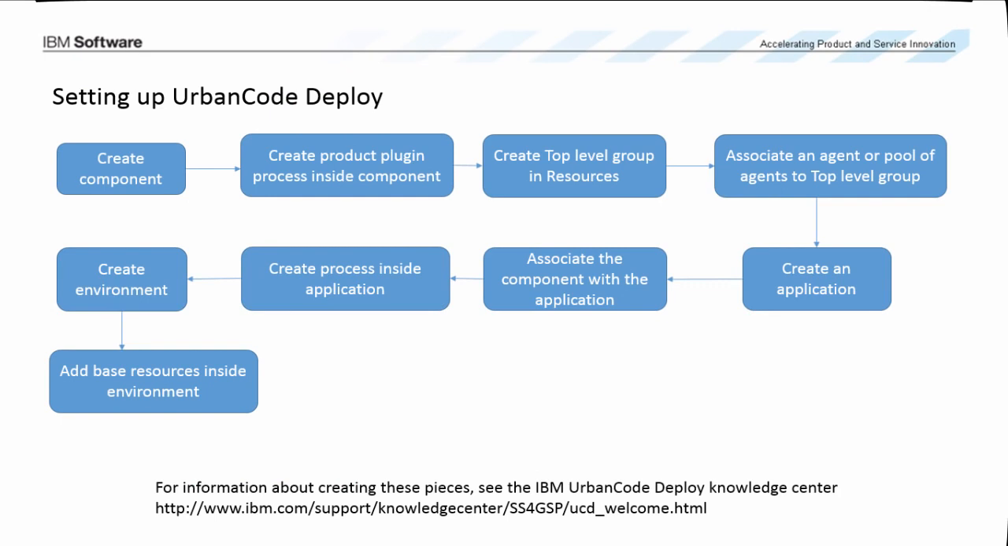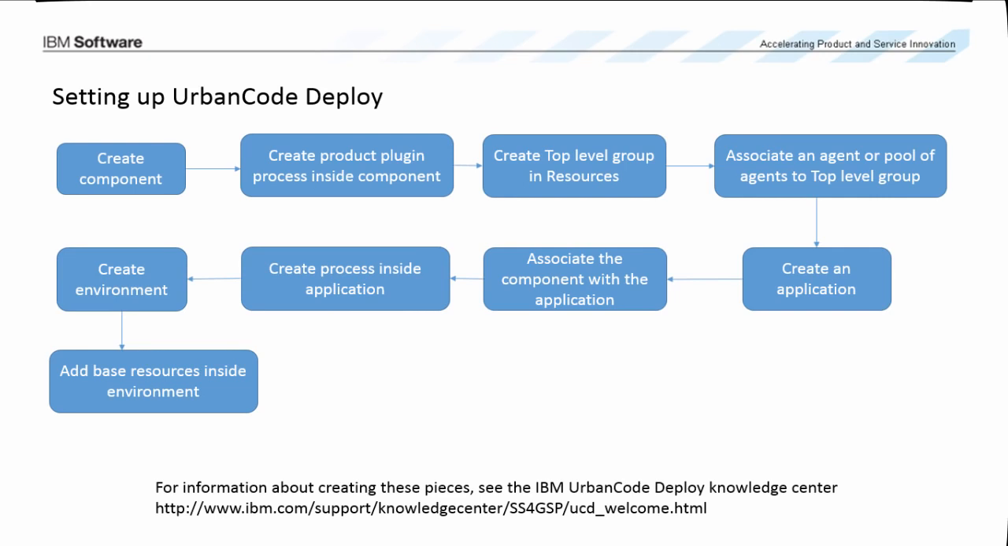In UrbanCode Deploy, create the component and its processes, the top-level group in resources, and associate an agent with the top-level group. Create the application, associate the component with the application, and create its process. Then, create the environment and add the resources. For this video, we assume that you created all of these pieces in UrbanCode Deploy.